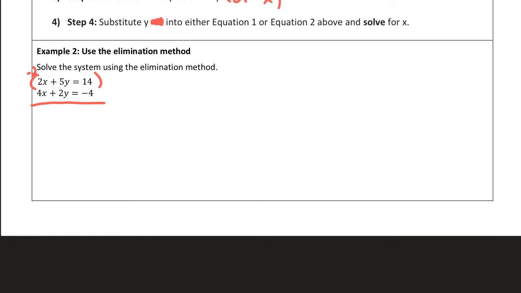So that top equation becomes negative 4x minus 10y equals negative 28. The bottom equation stays the same, 4x plus 2y equals negative 4.